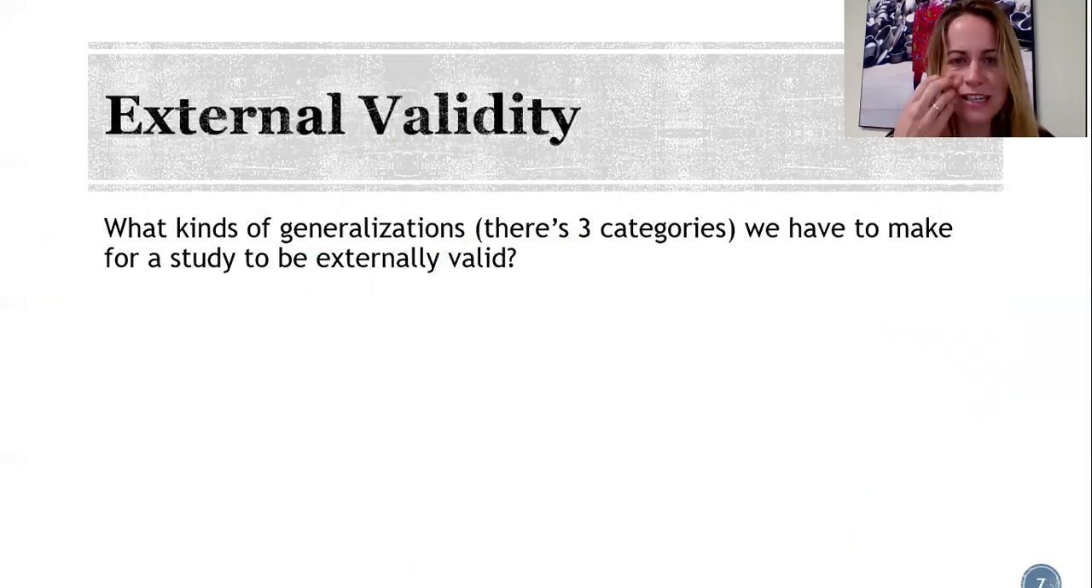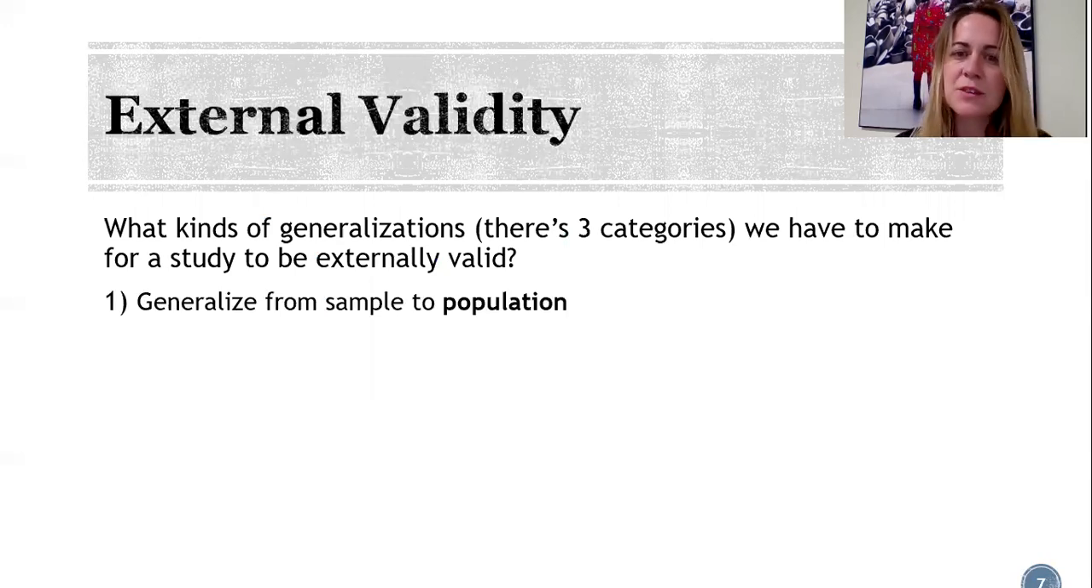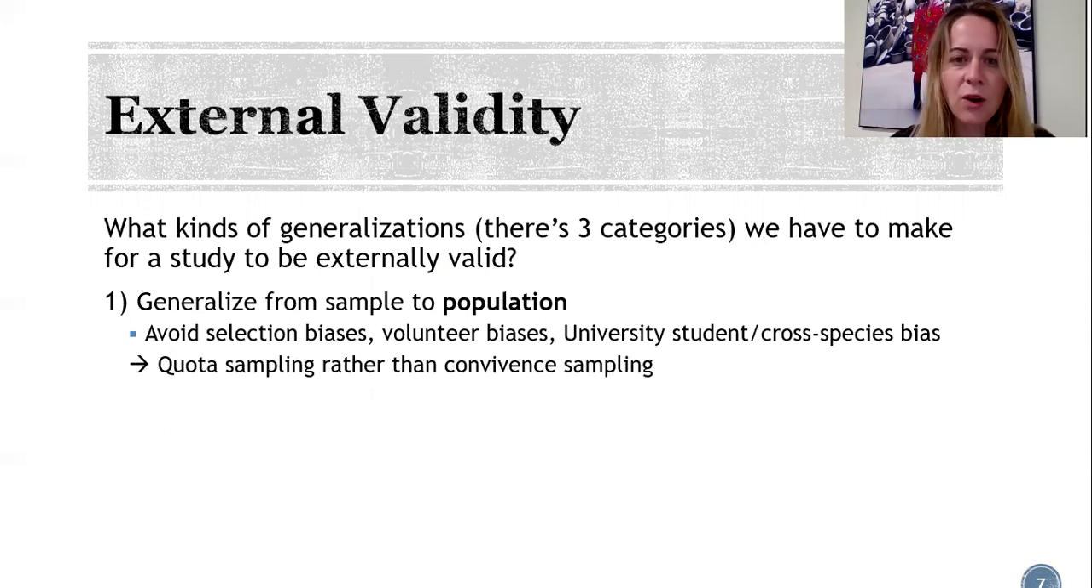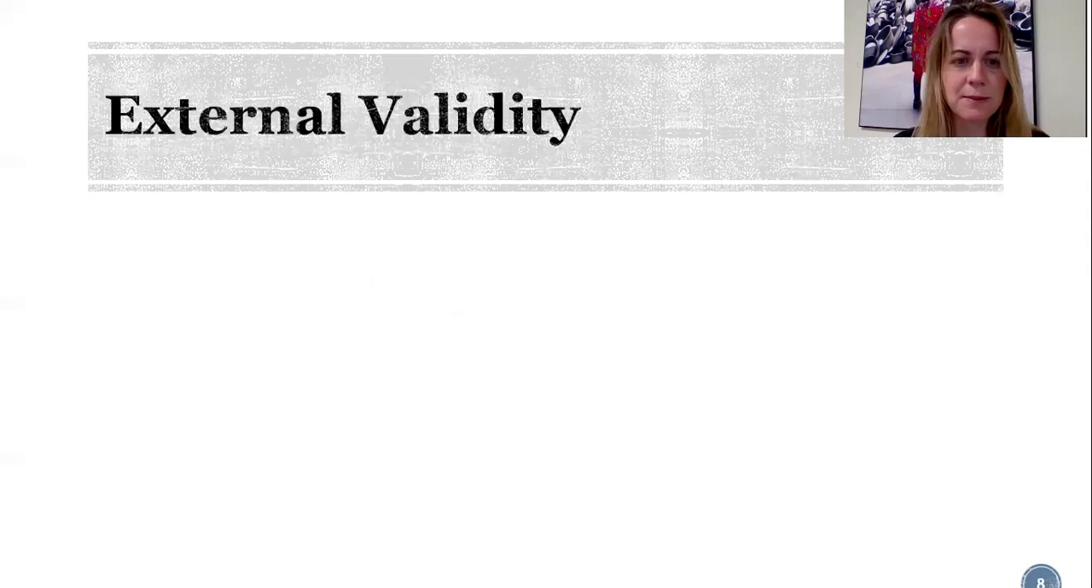So to meet this criteria of having high external validity, we have to be able to make three kinds of generalizations. The first is what we've just been talking about, where we can generalize from the sample to our target population. To do this, we want to avoid selection bias, such as only selecting people that volunteer to be in our study, or only selecting high achieving university students. Quota sampling is how we can achieve this. If we are aware of the different subgroups within the population, then we can go out and make sure that our sample also represents those different subgroups.